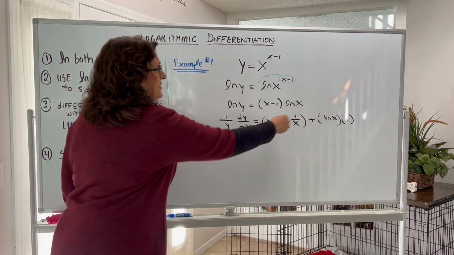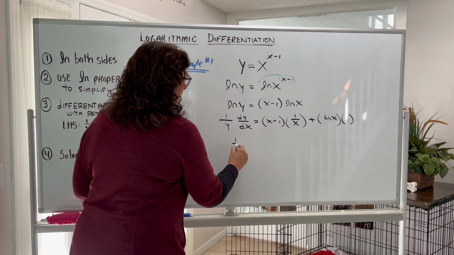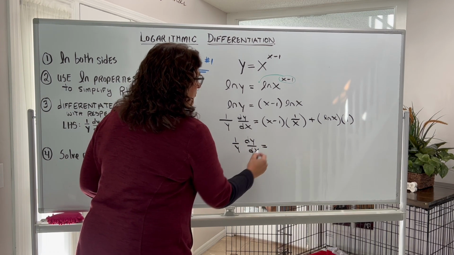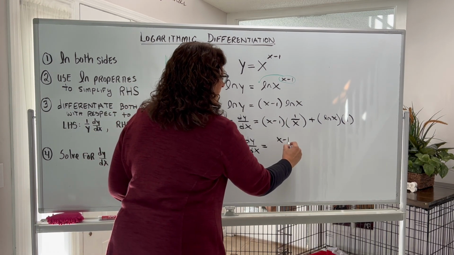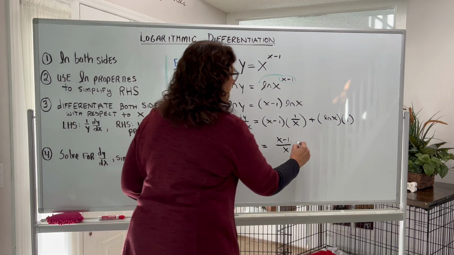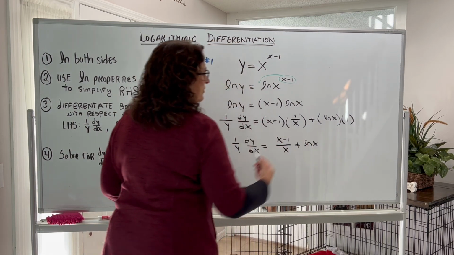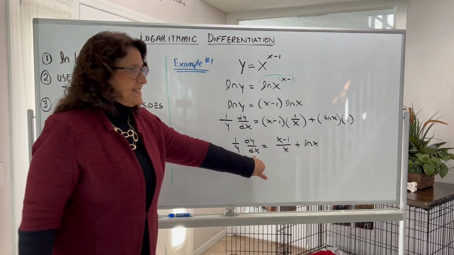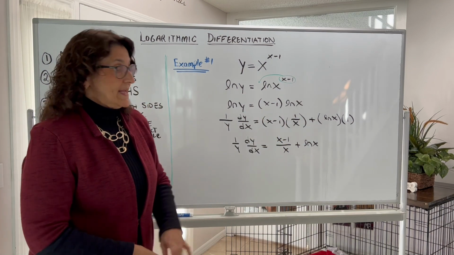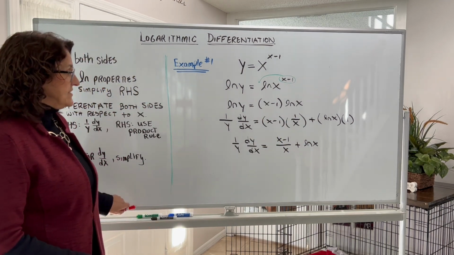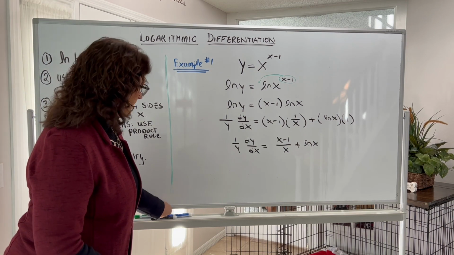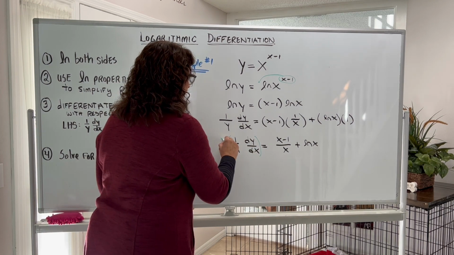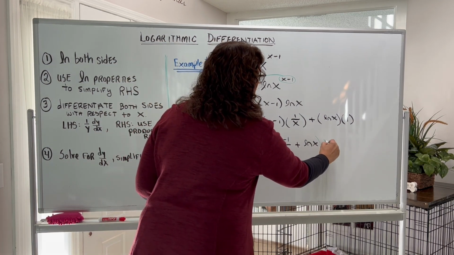Let's simplify. I've got a lot of grouping symbols on the right-hand side. So 1 over y dy dx on the left. On the right-hand side, let's call this x minus 1 over x plus natural log x. So you just remove the grouping symbols. And then we are solving for dy dx. We don't want 1 over y dy dx, we want to just have dy dx. So what do we need to do to get dy dx by itself? We need to multiply both sides of our equation by y.